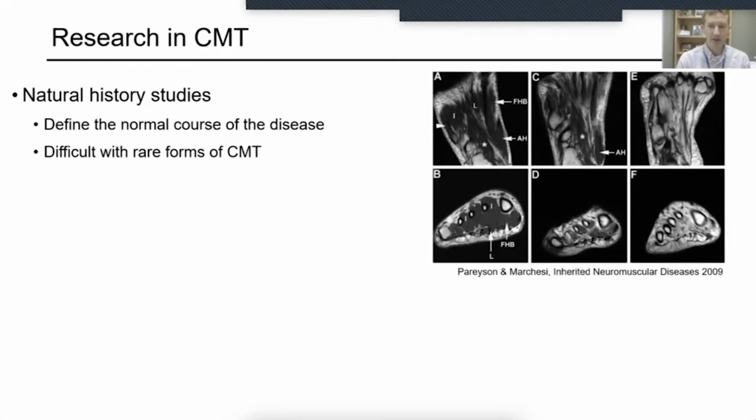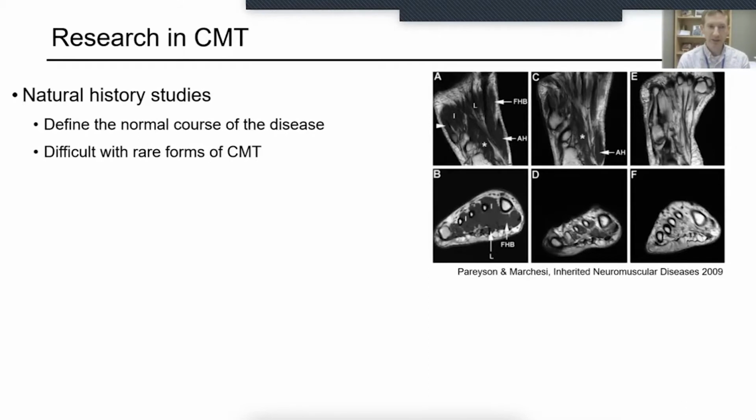This is an image showing, over time, someone with CMT and changes in the way their foot looks by MRI. This is really maybe not the most exciting research to be a part of. It doesn't feel like you may be doing much, but these are really critical studies to foster future clinical trials. You can only know if a drug works if you know what would happen if you didn't give the drug. So that's where these natural history studies become absolutely critical.